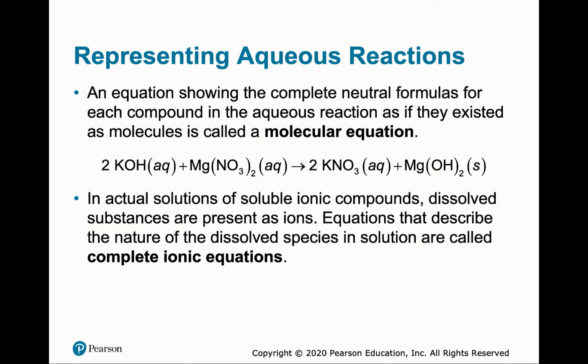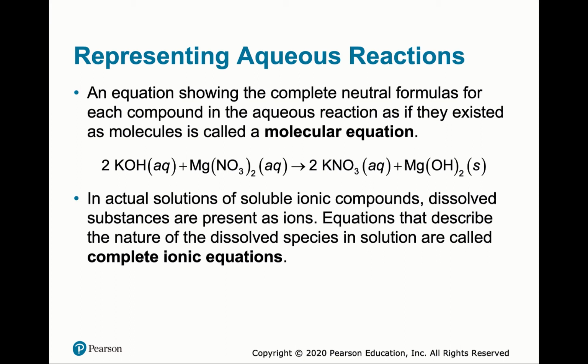So, okay, and how we represent them. Let's look at the precipitation here of magnesium hydroxide. So 2 potassium hydroxides plus magnesium nitrate in solution forms 2 potassium nitrates and magnesium hydroxide solid.